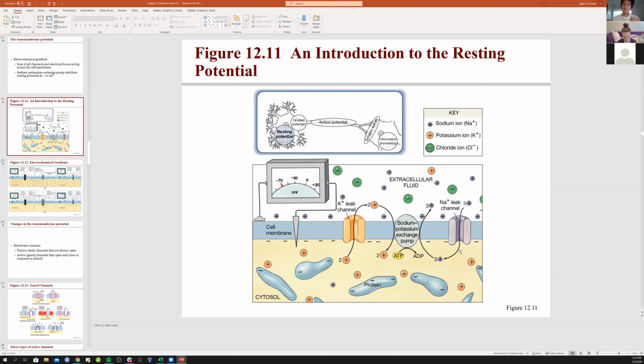Your neurons, whenever they're not being stimulated, are at a resting potential of negative 70 millivolts. What determines negative 70 millivolts? We talk about the presence of leak channels. Ions are going to move until they reach a balance, and that balance happens to be at negative 70 millivolts, the balance for all the movements of ions.